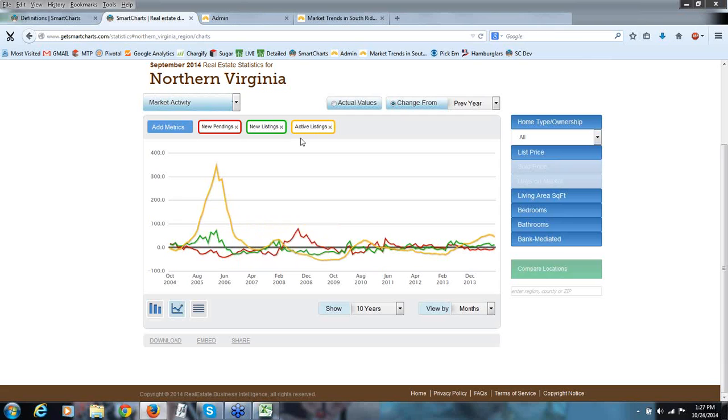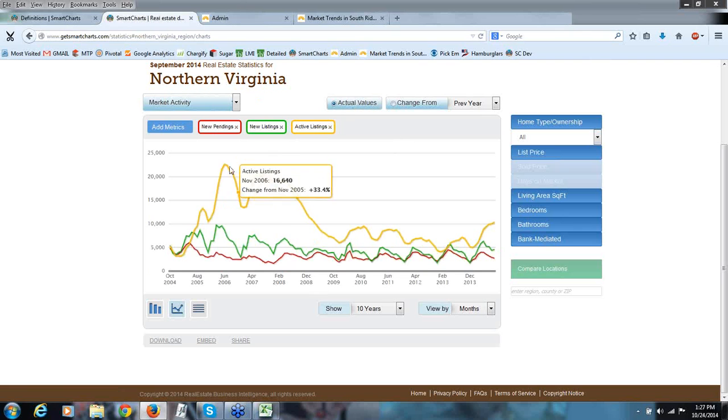So understanding the dynamics of what happened during the bubble and where we are now gives context to inventory. Yes, we're up from last year, but I'm going to show actual values again, we're nowhere near this level. So in a lot of people's opinions, we're nowhere near any sort of bubble type situation. Play around with your local county or zip code just to see if that holds true.